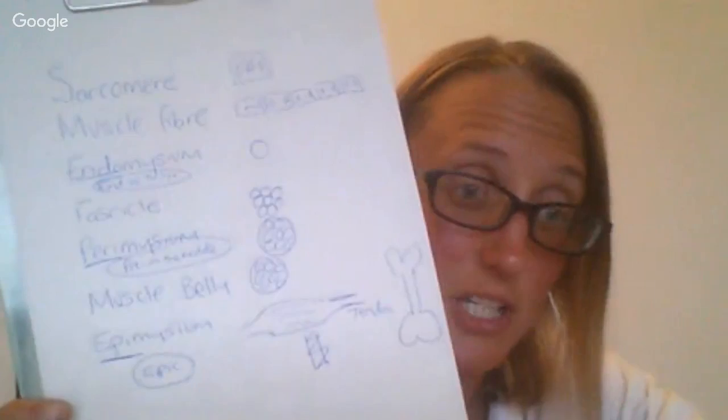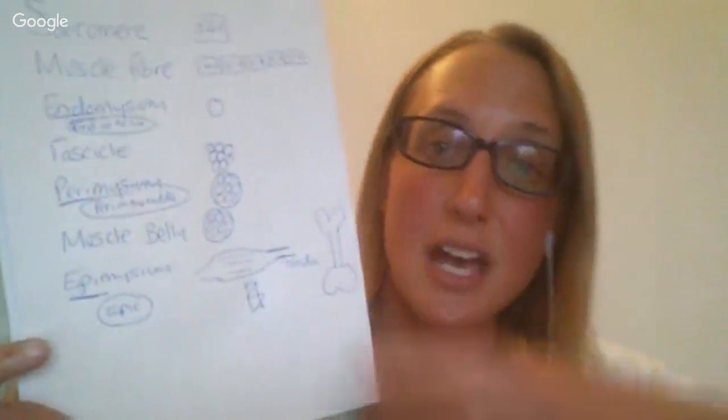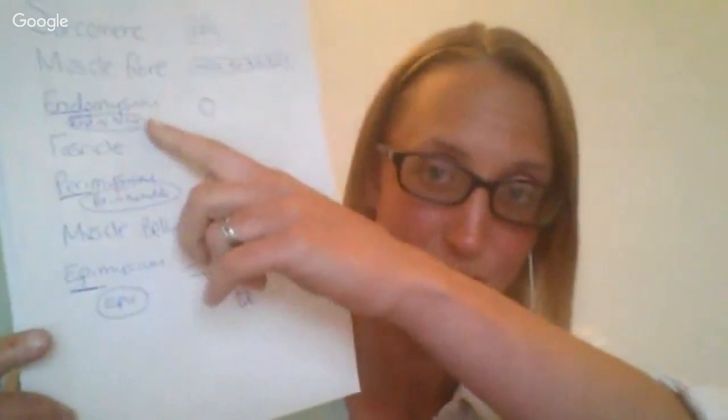Give yourself something to link it to. Epimysium is epic. Perimysium, think about peri-peri sauce. Your peri-peri goes in the middle of your sandwich. It is the middle of the connective tissues. And then your endomysium is your end of the line. It's the smallest point.